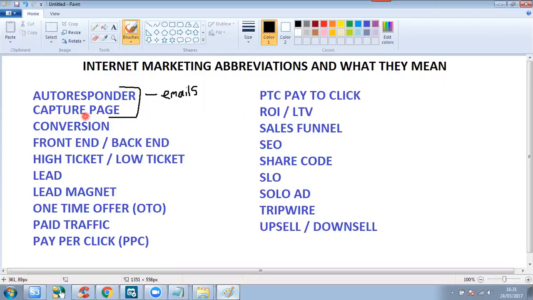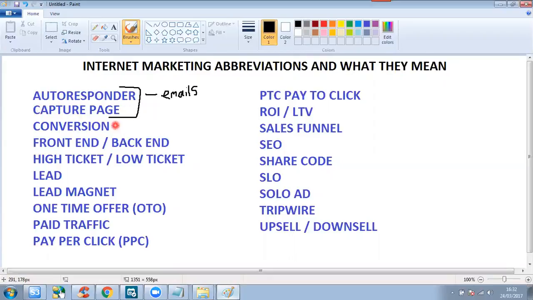You might have heard a capture page is also known as a squeeze page or a landing page. So same thing, the capture page can also be called a squeeze page or a landing page. It means the same thing. So if you hear squeeze page or landing page, it's the capture page. It's just another phrase for the same thing.